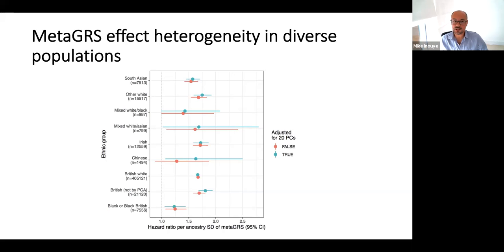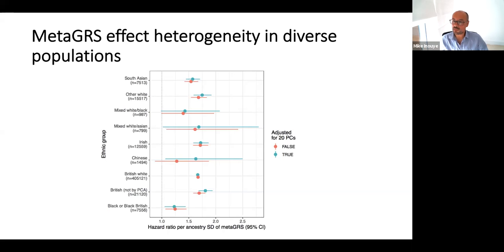So you go to South Asian individuals, about 7,500 in UK Biobank, and you see that point estimate going down to about 1.55. And then if you go to Black or Black British ancestries, your hazard ratio is roughly about 1.25 or so. So you see this attenuation.